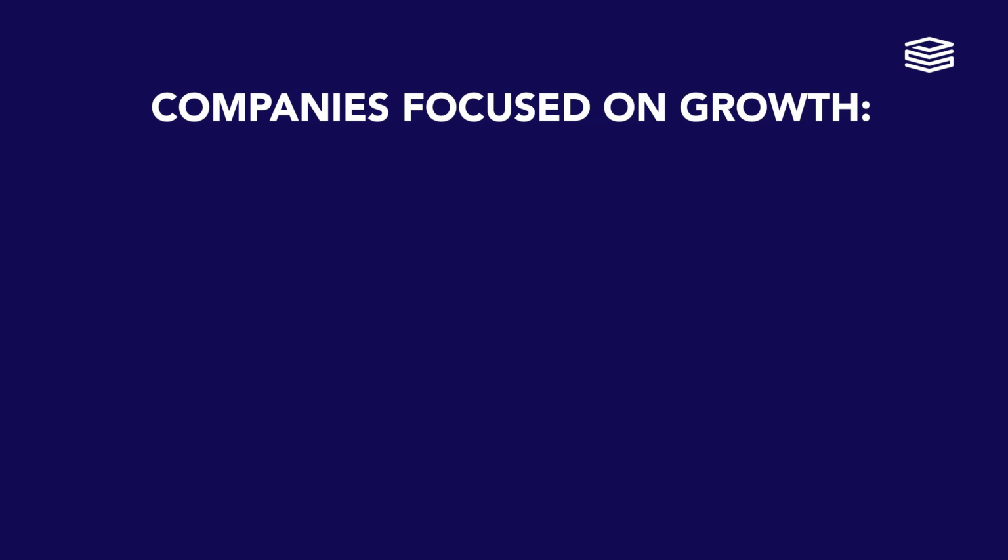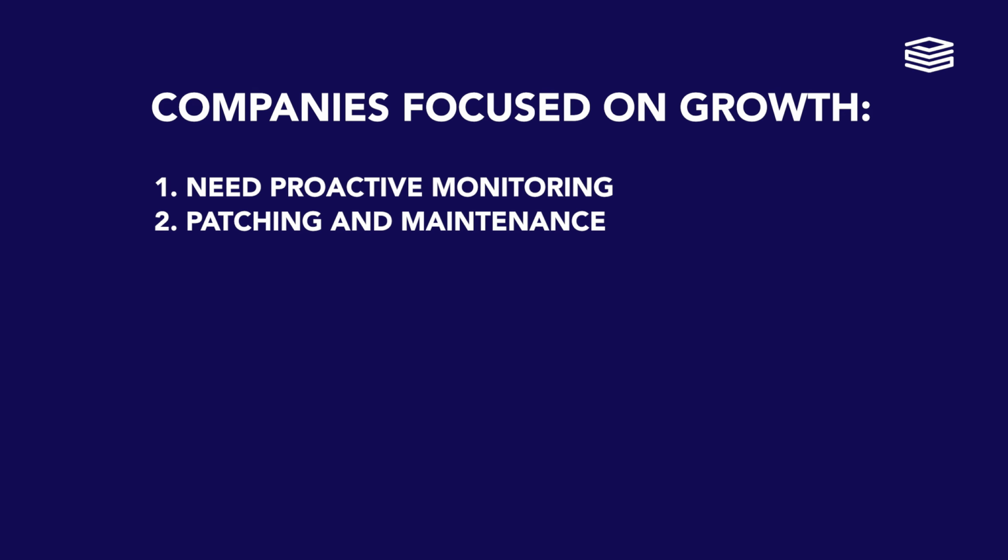So companies focused on growth need proactive monitoring, meaning somebody is looking at their systems 24 hours a day, 7 days a week, and making sure that all systems are up and running at all times. They're also able to locate problems before they actually impact your team. Patching and maintenance is necessary for a growing team. This makes sure that all of your software and devices are up to date with the latest patches, removing the critical vulnerabilities that are published every week.